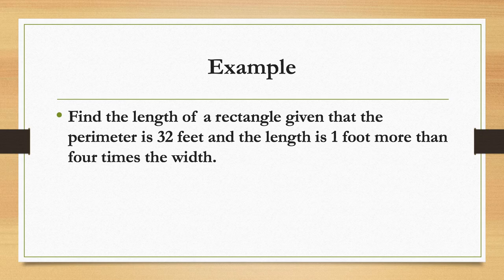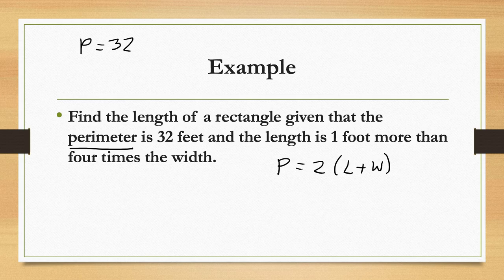Our first example says that we want to find the length of a rectangle given that the perimeter is 32 feet and the length is 1 foot more than 4 times the width. So since we're being asked to talk about perimeter, let's go ahead and write our perimeter equation down. So we know that perimeter is equal to 2 times the length plus the width of the rectangle. And we're told that the perimeter is equal to 32 feet.